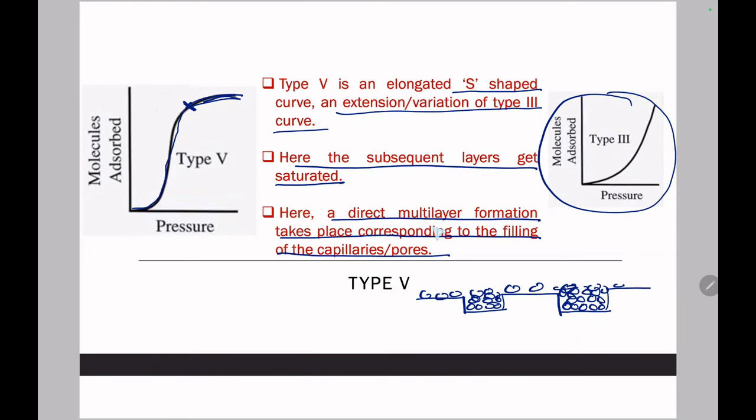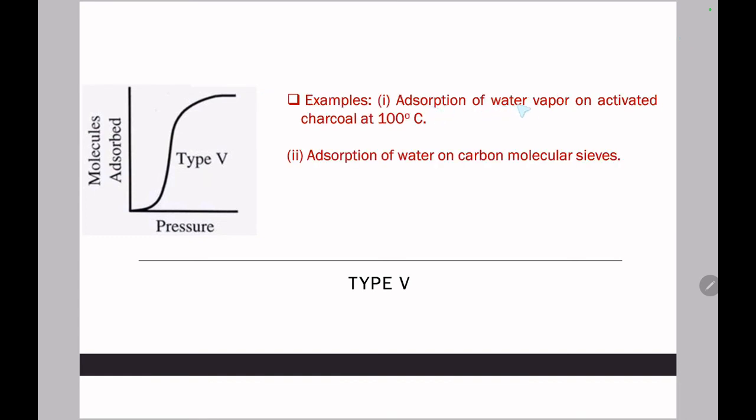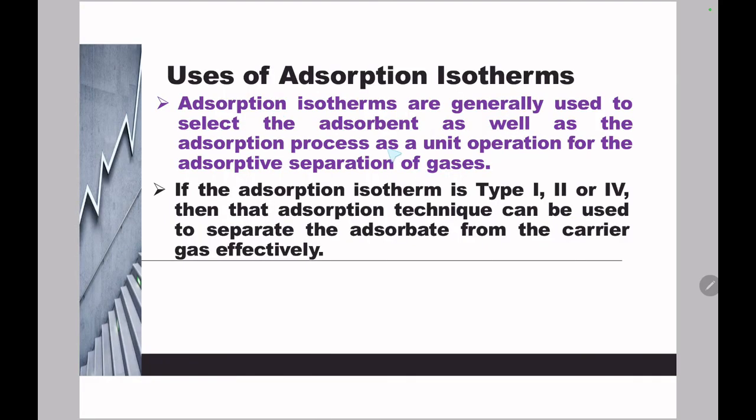Therefore, here there is a direct multilayer formation, but the formation takes place within the capillary or within the pores of the adsorbent. This phenomenon is referred to as capillary condensation. A direct multilayer formation within the pores of the adsorbent is referred to as capillary condensation. Examples of type 5 adsorption include adsorption of water vapor on activated charcoal at 100 degrees and adsorption of water on carbon molecular sieves. Next, we will see the use of adsorption isotherms.